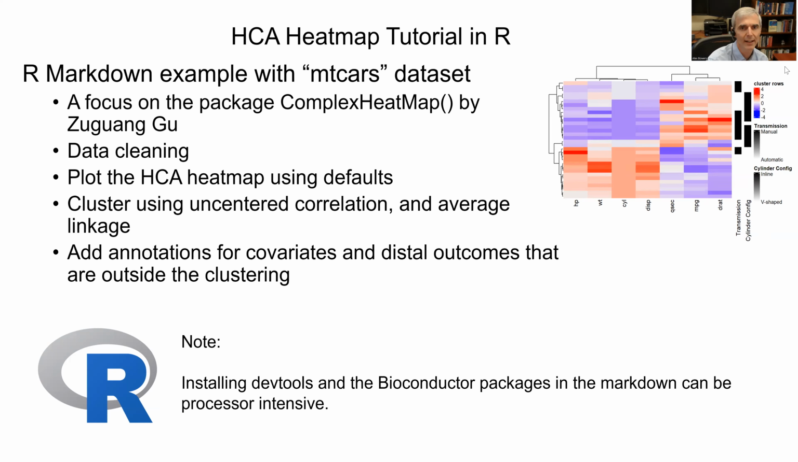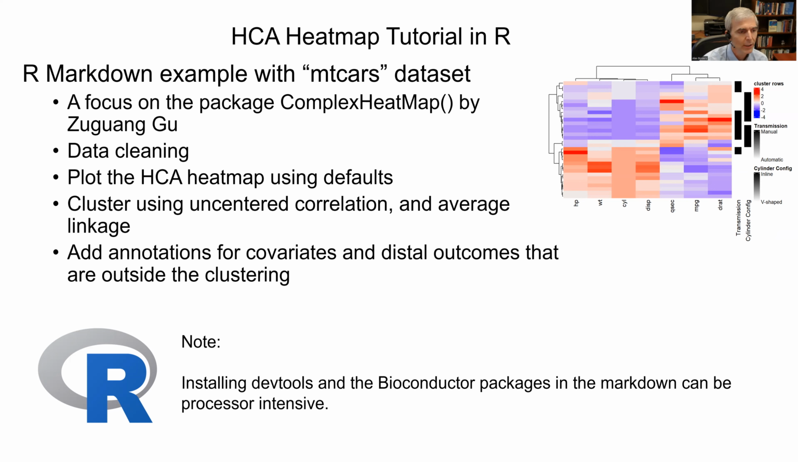And one of the things that I really wanted to work on and show with this markdown is that the ComplexHeatmap package in R by Gu is incredible. It can do amazing things. I'm going to show just the very beginning here. But I hope that it opens the door so you can see how to really expand your use and thinking about cluster analysis overall and how to visualize your data with a cluster analysis heat map. I'm going to walk through data cleaning, plotting the HCA heat maps using the defaults, then show you how to do uncentered correlation and average linkage, and how to add annotations and covariates and distals that are outside of the cluster.